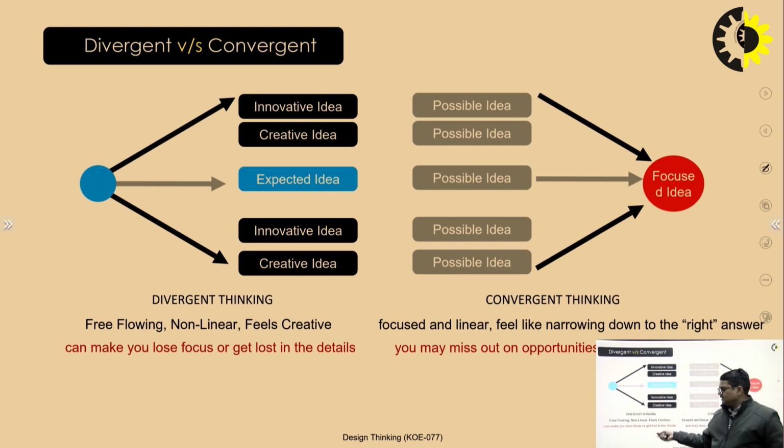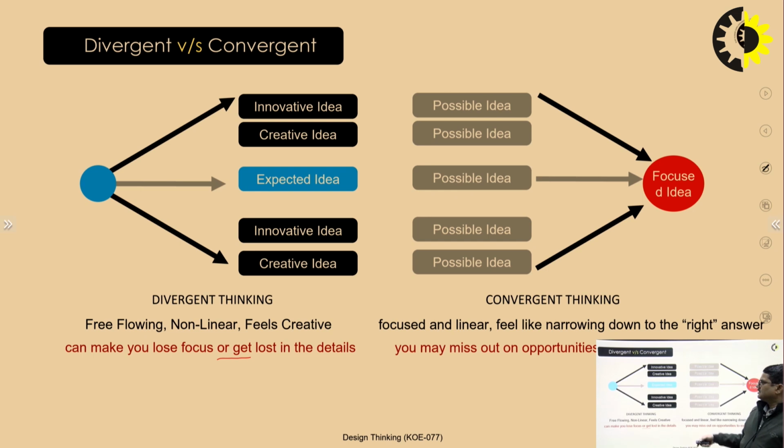In the divergent thinking, if we have to sum up, we can say that divergent thinking is free flowing, it is non-linear and it feels creative, right. There is so much scope for being creative here, but divergent thinking can make you lose focus or get lost in the detail. This is the drawback of the divergent thinking approach. If we are not careful, we can lose our focus, so that we may never reach one particular point.